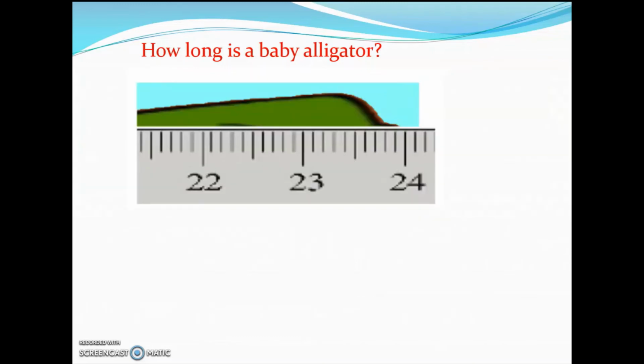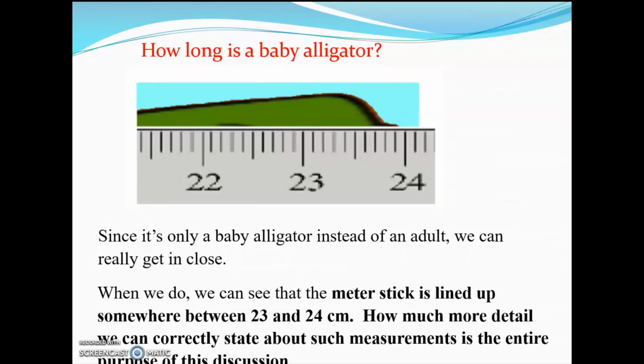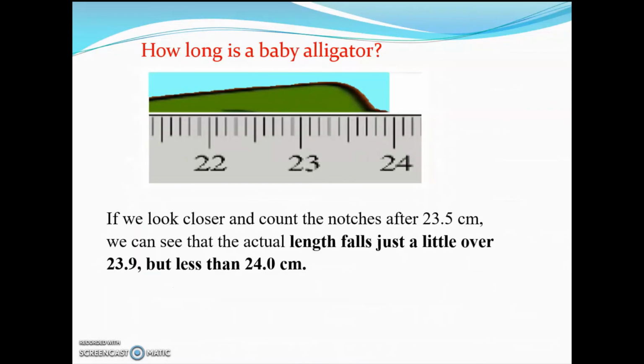We can get closer. And of course, since it's just a baby alligator instead of an adult, the fact that it's a cartoon doesn't hurt either, we can get in really close. And when we do, we see that it's between about 23 centimeters and 24 centimeters, much, much closer to 24. And how much more detail we can get out of this is the whole purpose of this discussion. What can we say about how exact we can get on the measurement for this baby alligator?